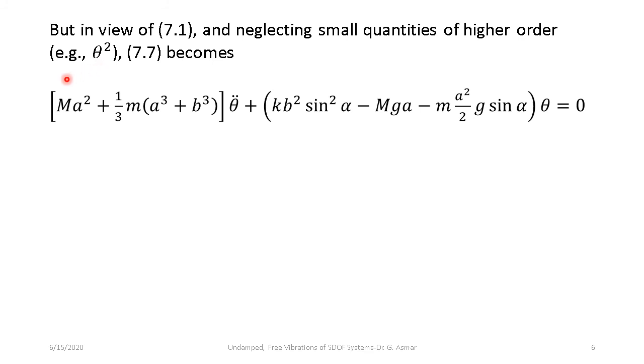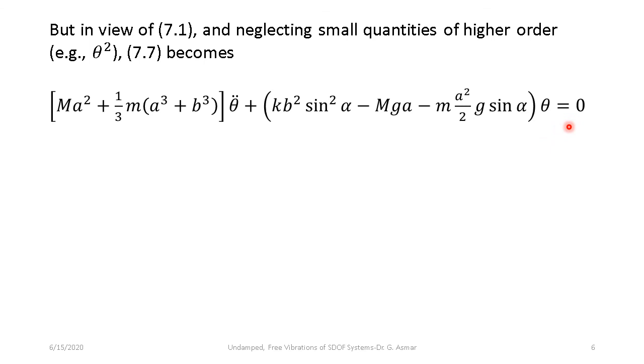So now using 7.1 and the fact that small quantities of higher order such as theta squared may be neglected, we finally get to the equation of motion, which reads as M a squared plus 1/3 m times a cubed plus b cubed, times theta double dot, plus k b squared sine squared alpha minus M g a minus m a squared over 2 g sine alpha, times theta equals 0, which is obviously in the form I equivalent theta double dot plus k equivalent theta equals 0.